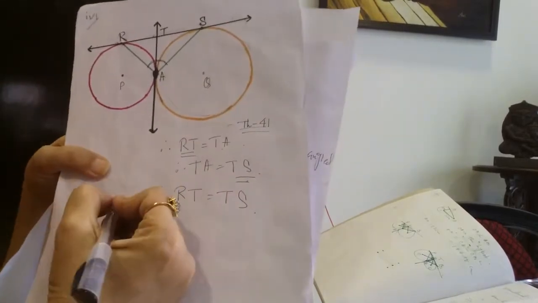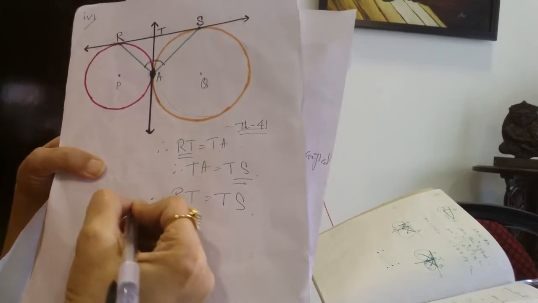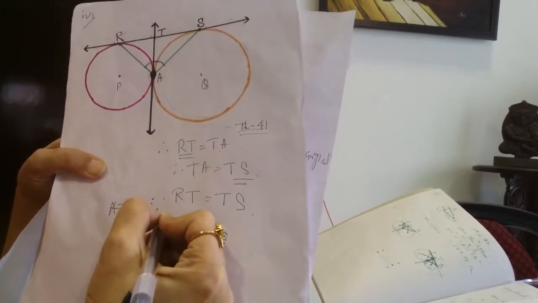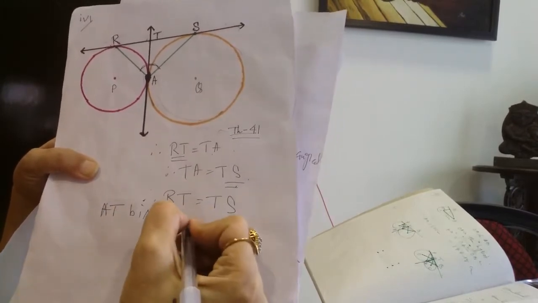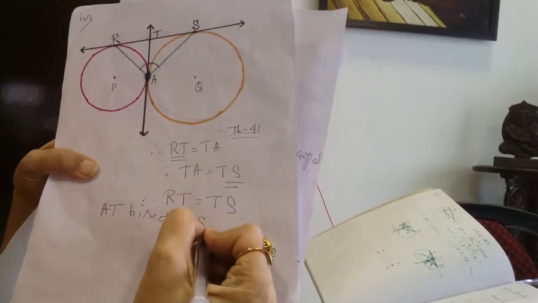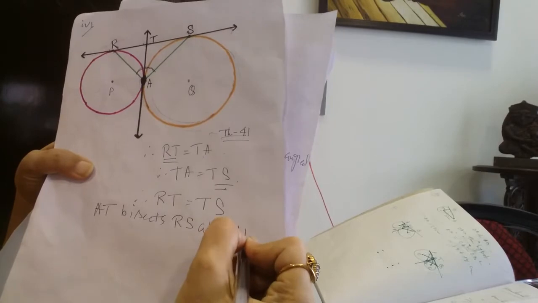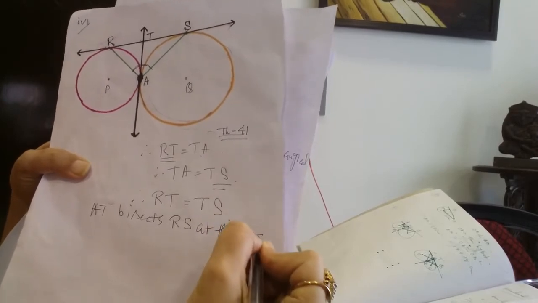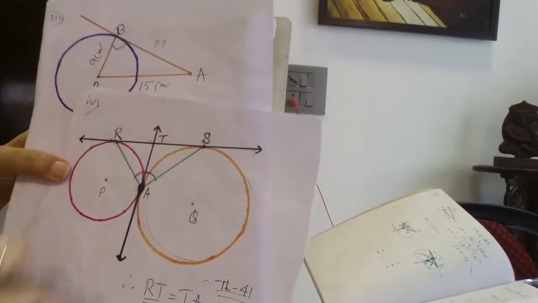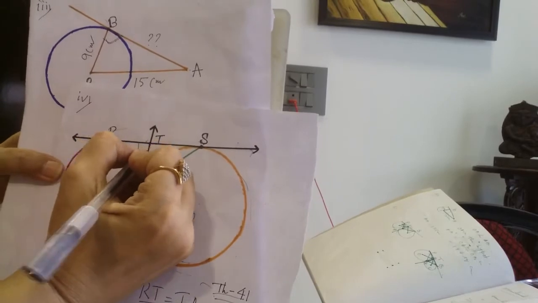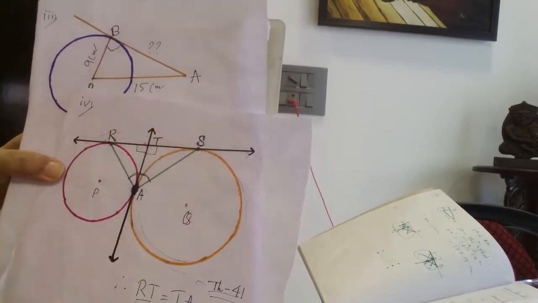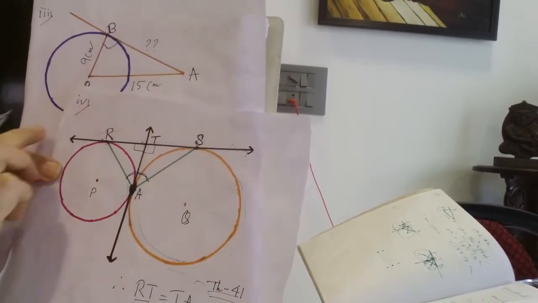Clear? Therefore AT bisects RS at the point T. So bisects means this angle is 90 degrees and this is also 90 degrees. It is perpendicular to RS.